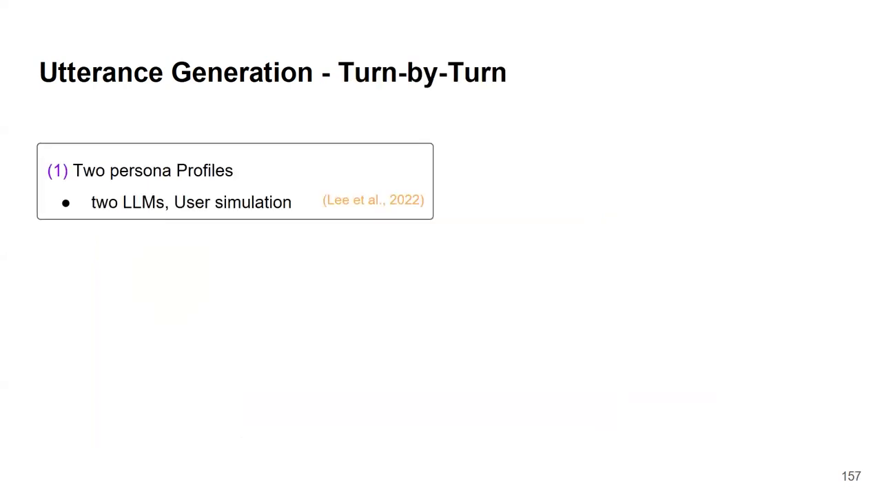But as we mentioned, some approaches also use turn-by-turn generation, and they have some reasons to do that. The first one is that if we have two personal profiles, it's possible to prompt one LLM with two user profiles to generate a conversation, but sometimes one can use two LLMs, each in the form of a user simulation, and each LLM is prompted by a user profile, and then they start to talk to each other turn by turn to generate the full conversation.